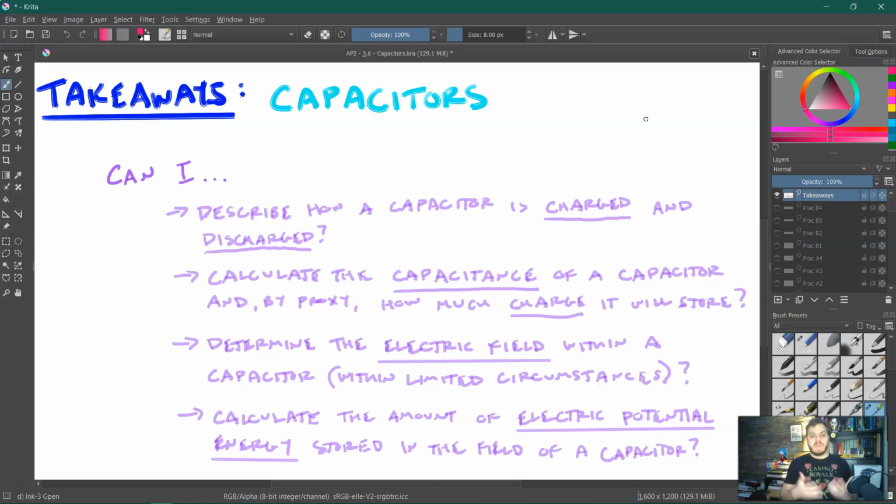Can we calculate the capacitance of a capacitor using the equation we learned, and by proxy how much charge it will store, specifically for a parallel plate capacitor, remembering that Q is equal to C delta V. That's an equation we really want to make sure we have down. Can we determine the electric field within a capacitor within limited circumstances? So remember, there were no dielectrics, parallel plate capacitor, we learned a couple different equations for that. And can we calculate the amount of electric potential energy stored within the field of a capacitor? And there are multiple different ways to do that.